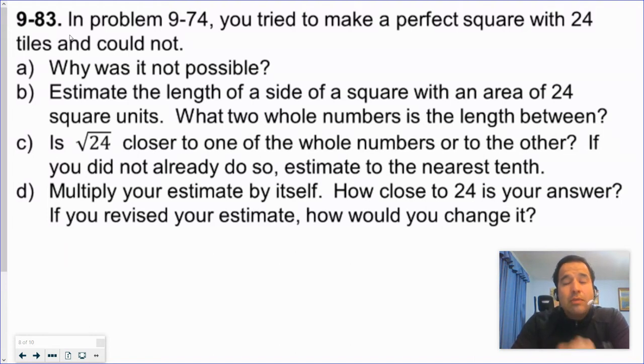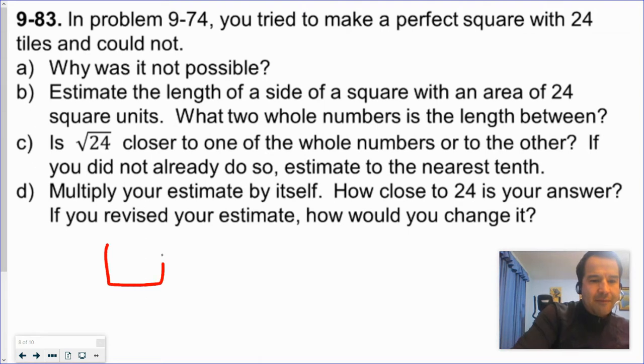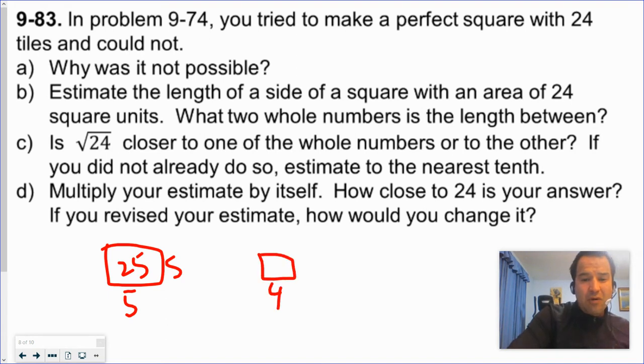What two whole numbers is the length between? Well, now here's the thing. We know that 5 times 5 is 25, which is a little too big. But then a 4 by 4 would be 16, which is too small. So I know the side lengths are going to be between 4 and 5. Are they going to be closer to 4 or closer to 5? Well, they should be closer to 5, right? Because it's almost the same thing.